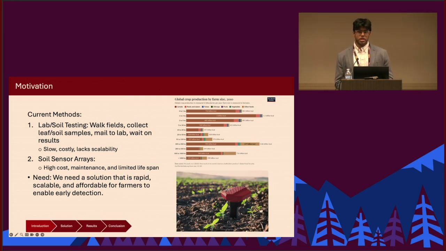Now, the second method, which is a more modern method used today, is using soil sensor arrays, where you'll have a small sensor package that is within the soil, and this is spread out throughout your crop field. And this will be collecting data on the soil, so that way the farmer not only has information on crop diseases, but also can get insights into the pH and nutrients available, giving them insights into the crop health.